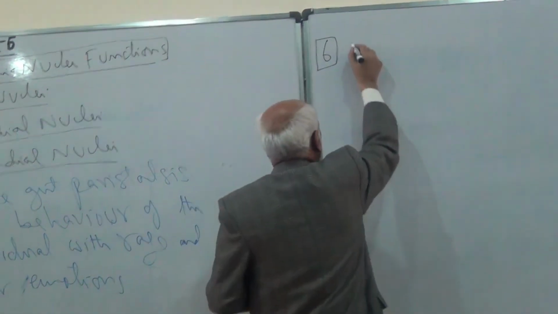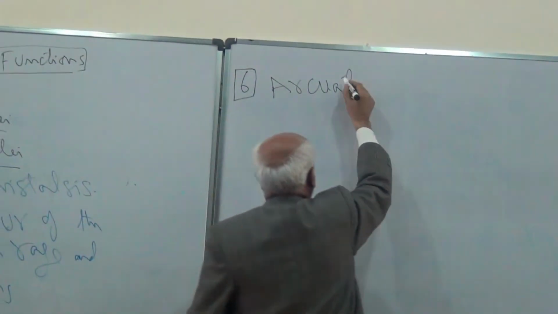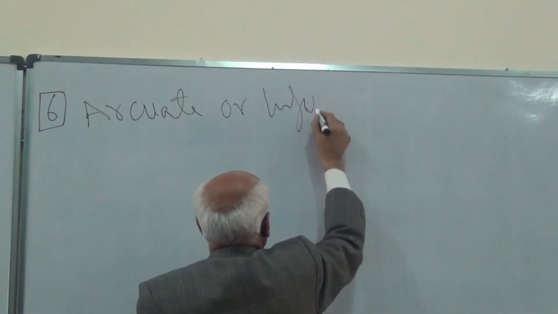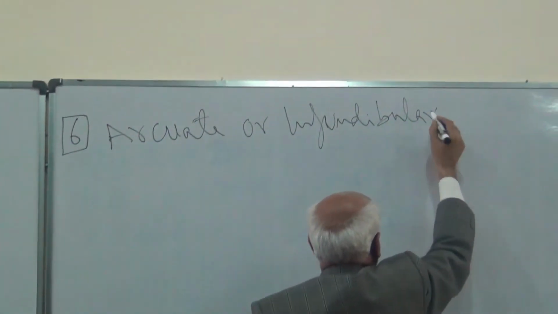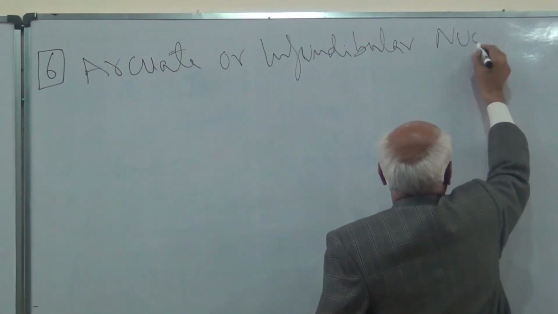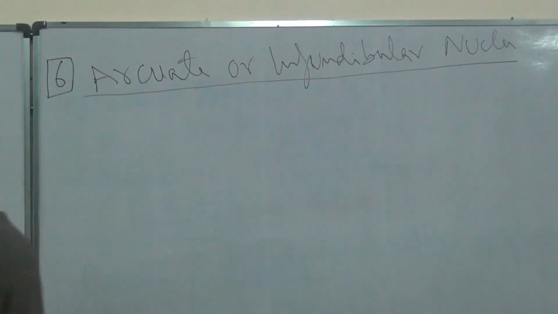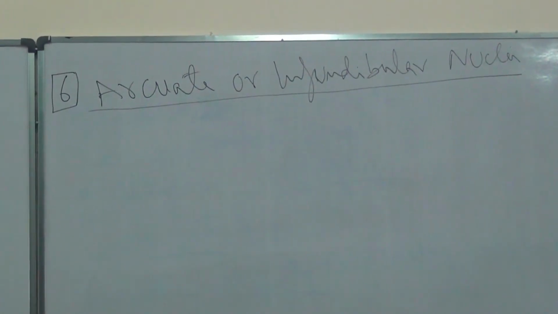Arcuate nuclei, also known as infundibular nuclei of the hypothalamus. Now, arcuate or infundibular nuclei produce releasing and inhibitory hormones.